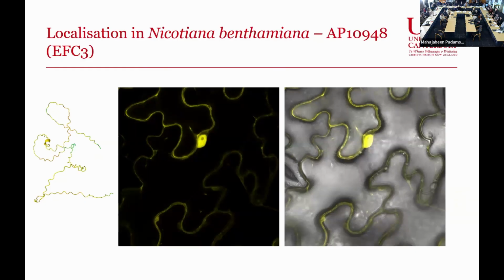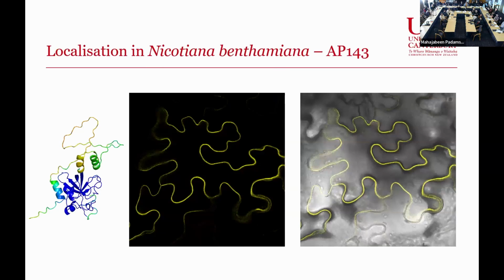Then for 10948, this one here also looks like it's localized into the nucleus. You can see super clearly the nucleus there, and it also looks like it's going to the plasma membrane a little bit as well, which is super interesting. And then finally, 143. This folded region in the bottom, the blue region, has actually got homology with cellulose binding domains. Cellulose is a key part of the plant cell wall, and this is looking like it's localizing exactly to the plant cell wall, which is super interesting. So that could infer some kind of function there as well.